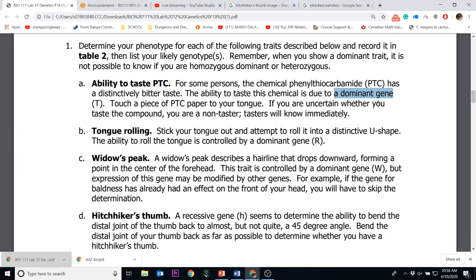Now, even though we don't have the PTC paper except Misty, for those of you that really can taste the bitterness in vegetables, in coffee, in chocolate, you are probably PTC positive, okay? Because you're very sensitive to bitter taste. For those of you that cannot taste any bitterness in the kind of stuff I talk about, you're probably not a taster. Okay, so for a PTC taster, you need to be homozygous dominant or heterozygous dominant because it's dominant.